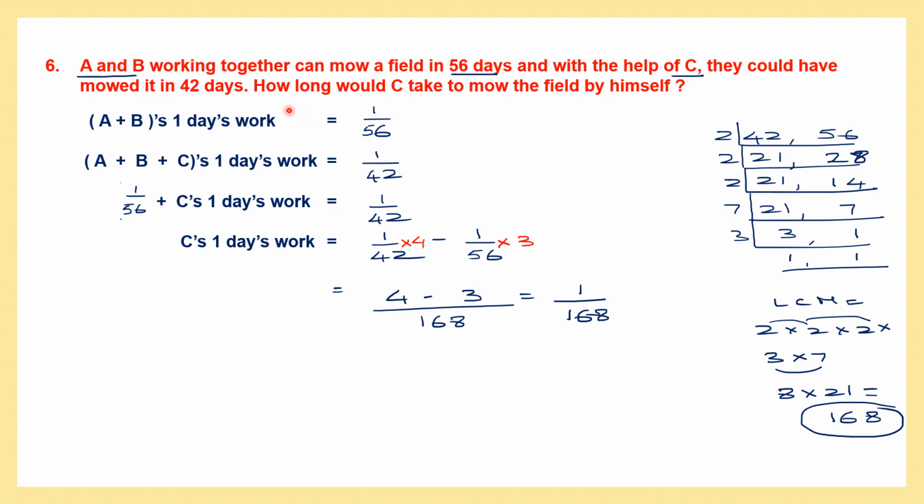Now if we have to find how long it will take, the number of days, we have to write the reciprocal of this. 1 by 168, the reciprocal is 168 by 1, which is equal to 168. So the time taken by C to mow the field by himself is 168 days.